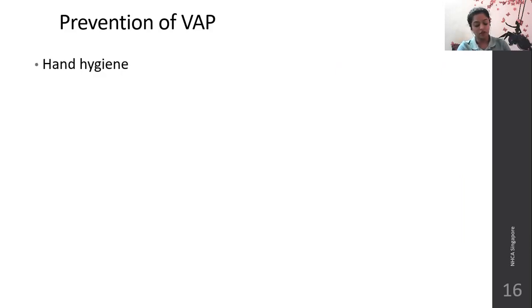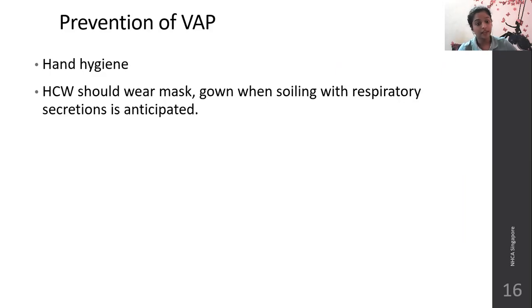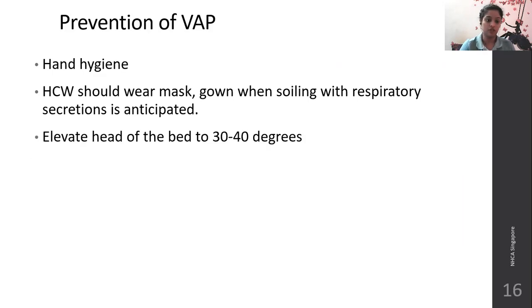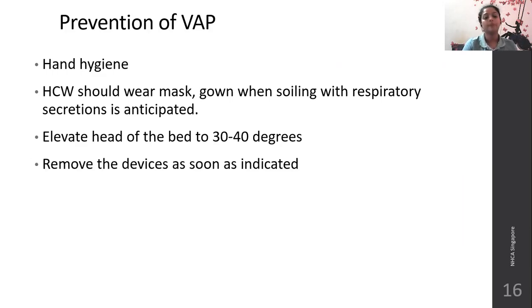Hand hygiene has to be followed. Guidelines and the 5 moments of hand hygiene should be followed. Healthcare workers should wear a mask and gown when you are anticipating respiratory secretions during the procedure. Elevate the head end of the bed to 30 to 40 degrees to prevent aspiration. And remove the devices as soon as indicated. Do not keep the patient on the ventilator for a very long time. As soon as it is advised to remove the patient from the ventilator, it should be done.